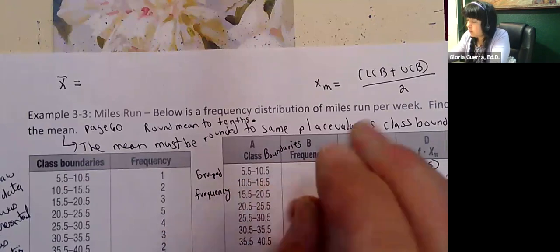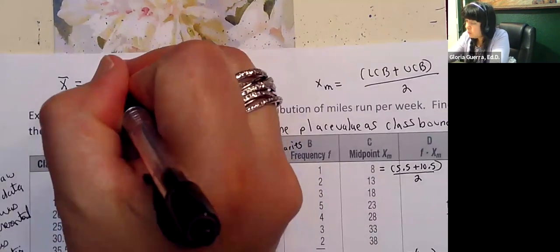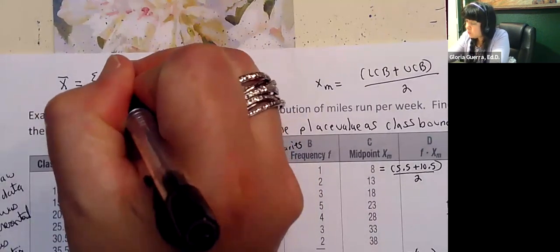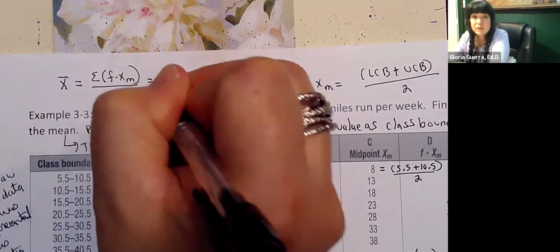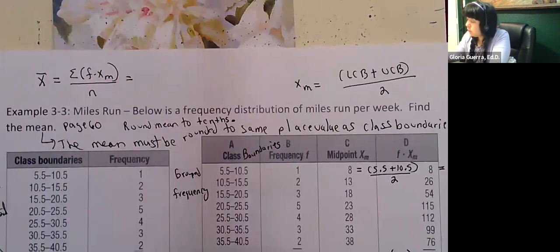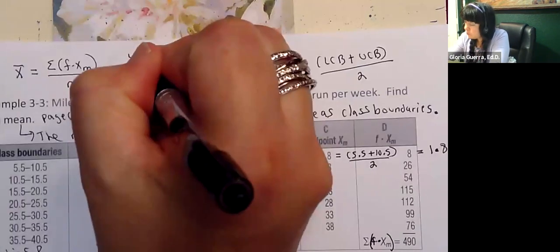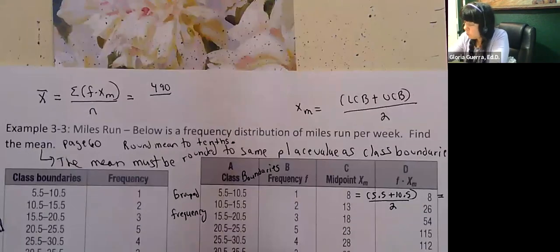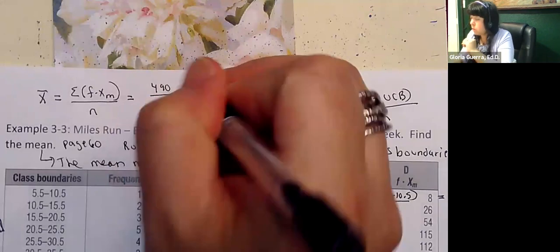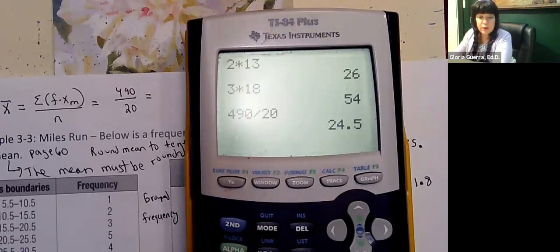Because they're giving you the class boundaries and the frequency. And then you want the formula, which is the numerator summation f times x sub m divided by n, which basically is a summation of the frequencies. So now you know that you have 490, and you're going to divide it by the summation of n, which is 20. And let's see what that gives you. 490 divided by 20 is 24.5.